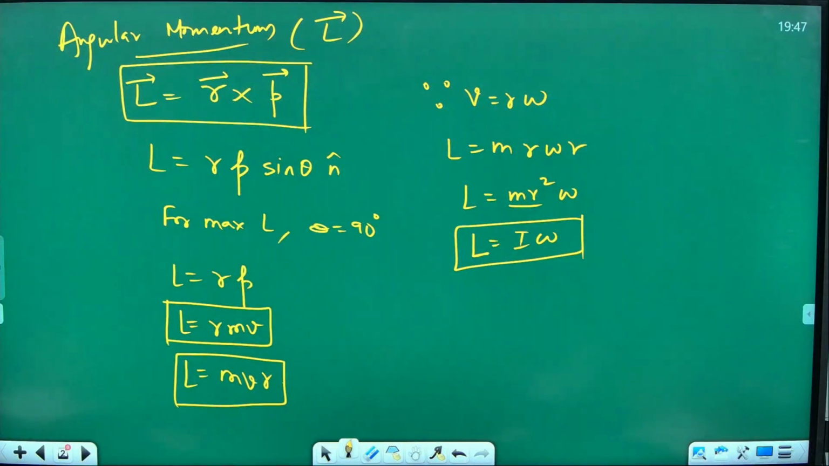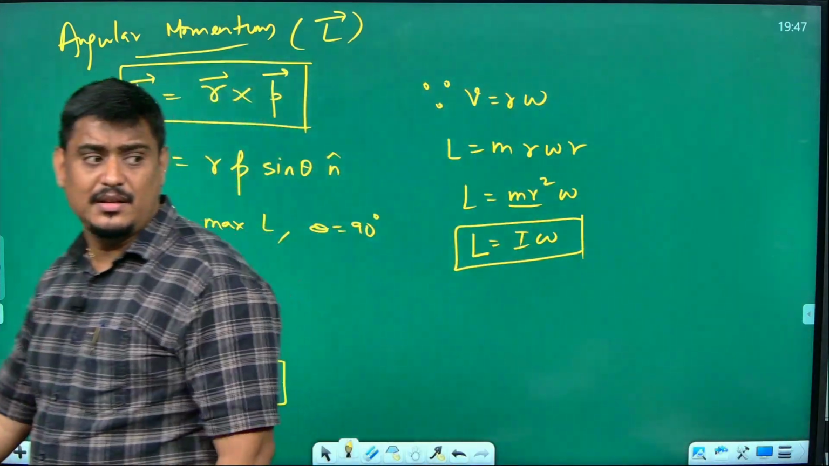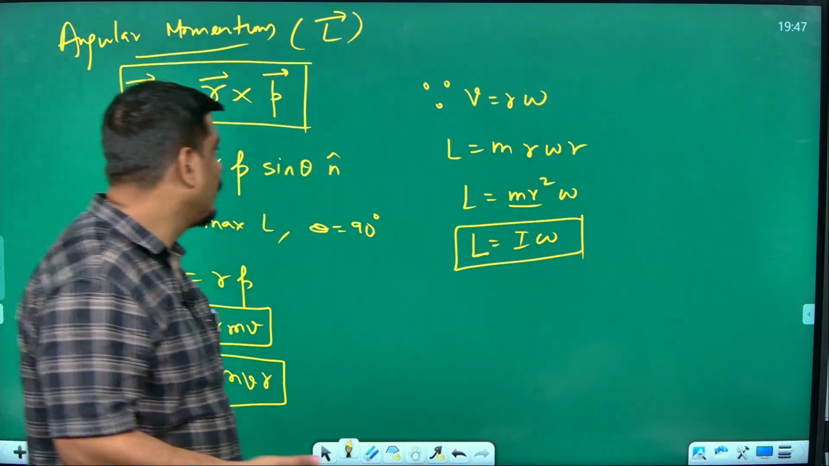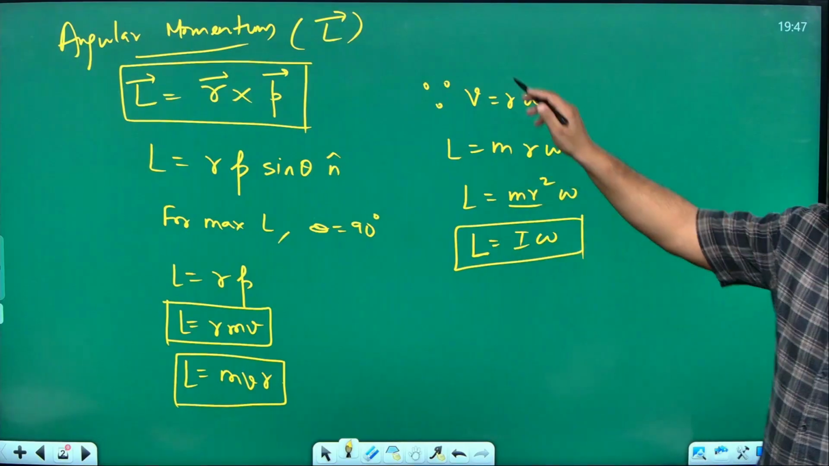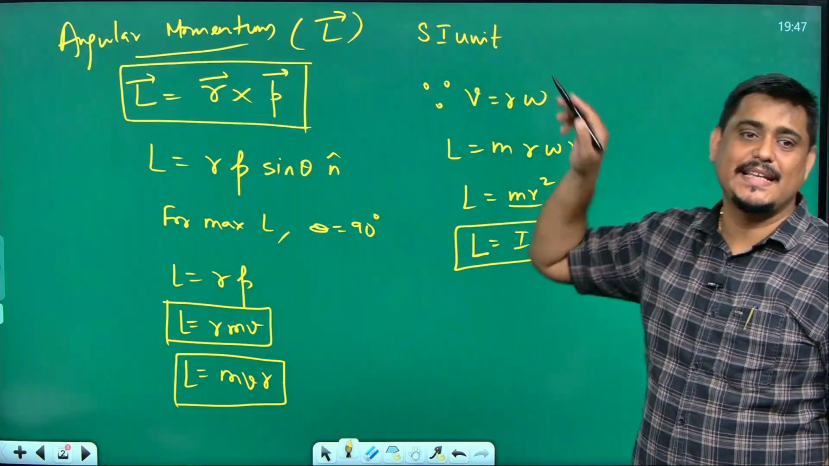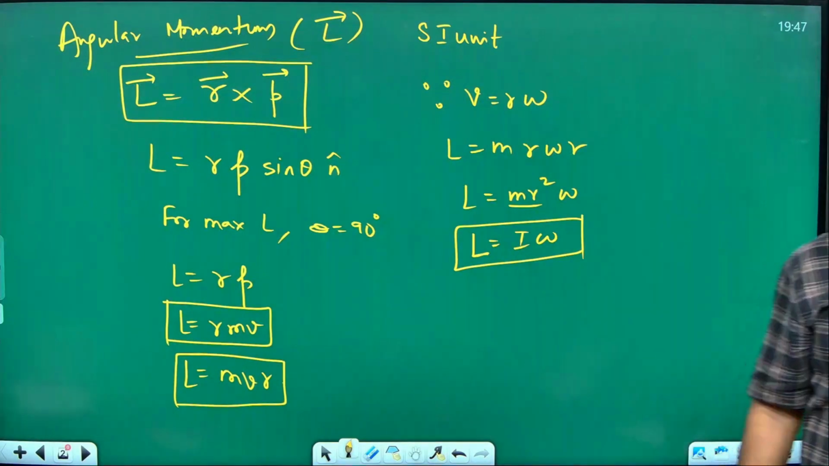What will be the dimension for R? Dimension for R, meter, L. R is distance, isn't it? And what will be the unit of angular momentum? I am asking unit. Momentum was kg meter per second, right? What will be there for this? Kg meter square by second square.